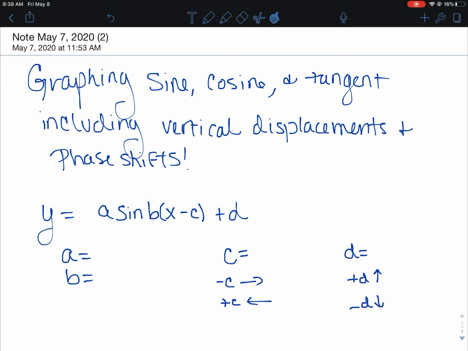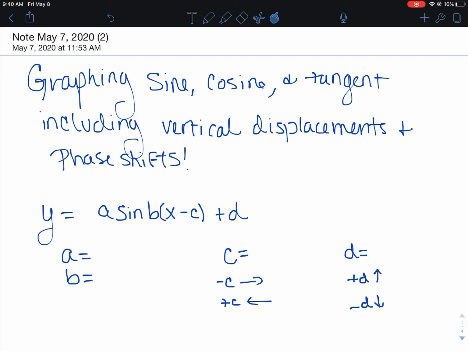Hey guys, so we're going to continue with our graphing trig functions, but now we're going to include some transformations. I'm looking at my handwriting right now that I wrote this up on before, and it's really terrible, so I apologize, but it says graphing sine, cosine, and tangent, including vertical displacements, which means a vertical shift up and down, and a phase shift, which is a horizontal shift, okay?